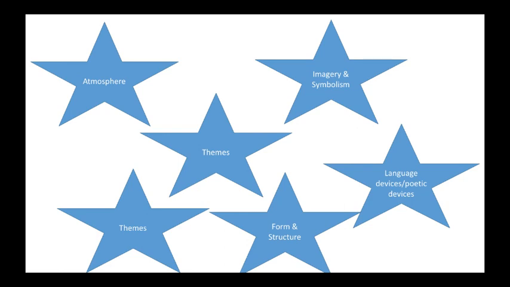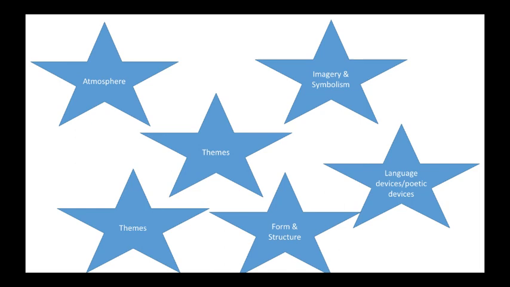Welcome back. I'd like to explain your final consolidate task to cement your understanding of this poem. So you've got 6 stars. Each star has a different topic in the middle, and each star has at minimum 5 ideas that you have to make. So you imagine that each of those points is an arrow. So for each one, for example, for atmosphere, you need to have 5 ideas about the atmosphere throughout the poem.